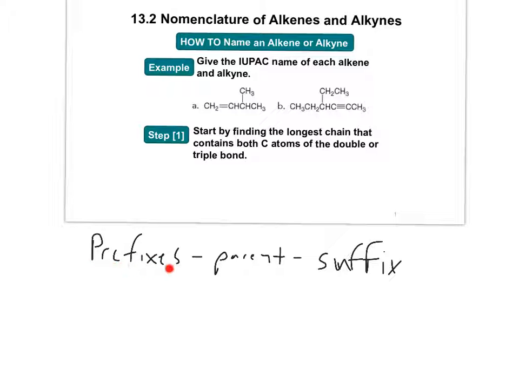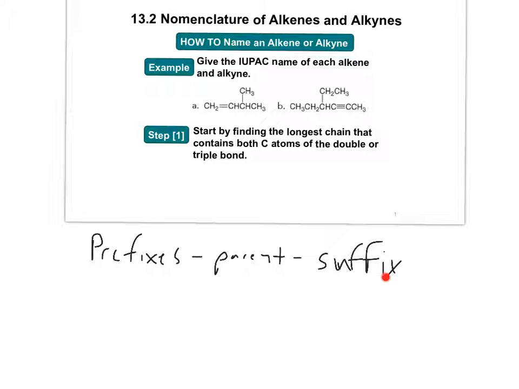Prefix tells you the name of the group that is a branch off of the parent and where it is. For example, here that's a methyl group. Here this is an ethyl group. Anything that's not contained in the parent chain. And then the parent is the longest continuous carbon chain. 1, 2, 3, 4. 1, 2, 3, 4, 5. So just the longest continuous chain.